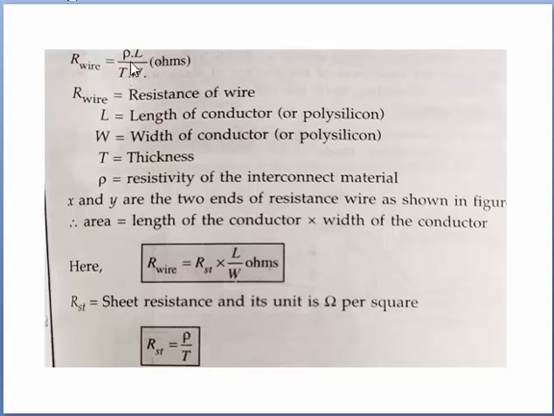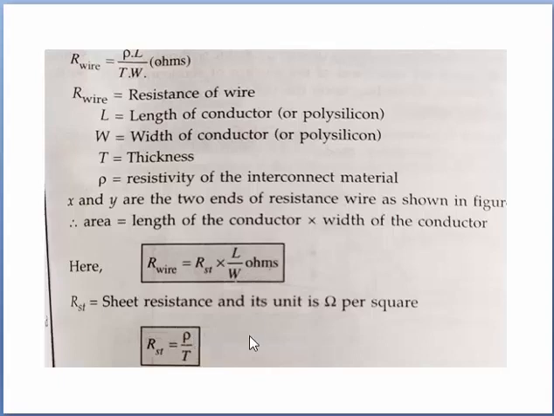So in this equation rho by T is called sheet resistance. Therefore R wire, the resistance of wire, is equal to R sheet, the sheet resistance, into L over W. The unit of resistance is ohms. So sheet resistance is just a ratio of resistivity of the interconnect material to the thickness of the conductor.